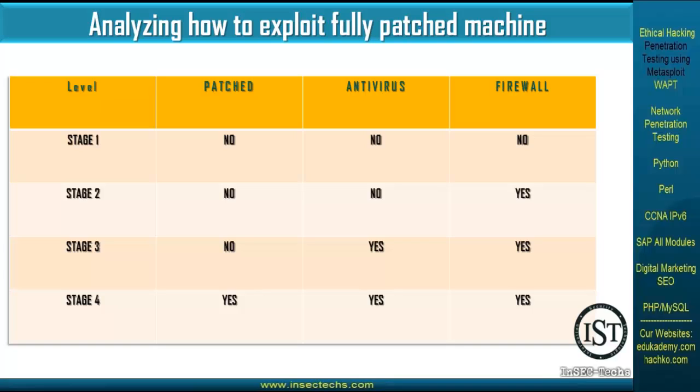In the last few videos, we have successfully exploited client-side vulnerabilities, where we exploited the software services running on the victim machine, as well as created our own customized backdoors using MSF payload and MSF Venom. In this particular video, we are going to exploit a fully patched machine where there is a presence of firewall, antivirus, and the system is completely up to date.